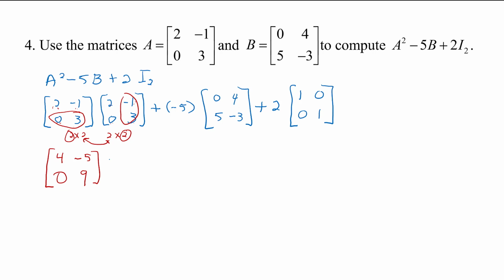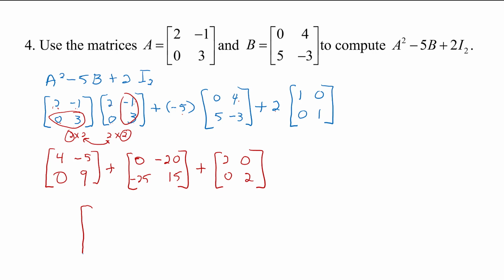Okay, now our next project here is to multiply -5 times the matrix 0, 4, 5, -3. We do that by just multiplying each number in our matrix by -5. So we have 0, -20 in the first row, -25, 15 in the second row. And we move on to multiply 2 times our identity matrix. 2 times 1 is 2, 2 times 0 is 0, and we end up with a 2 by 2 matrix, 2, 0 in the first row, 0, 2 in the second row.